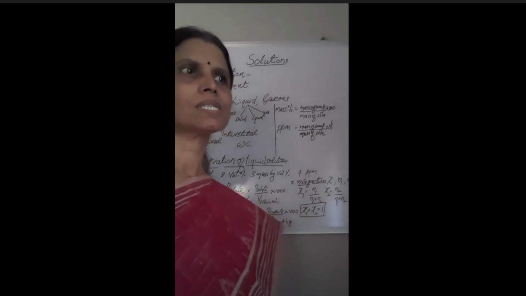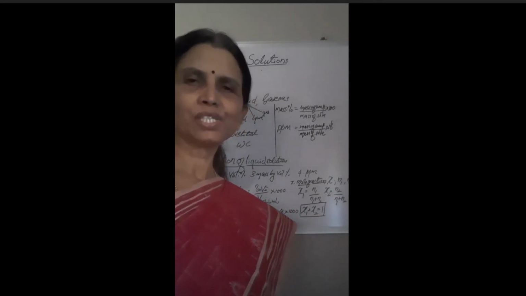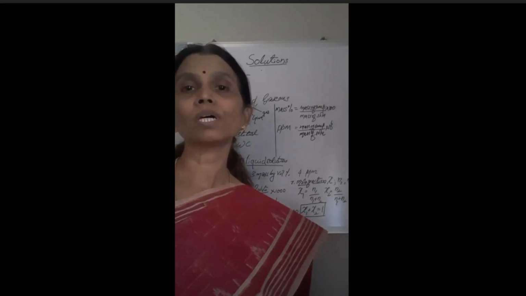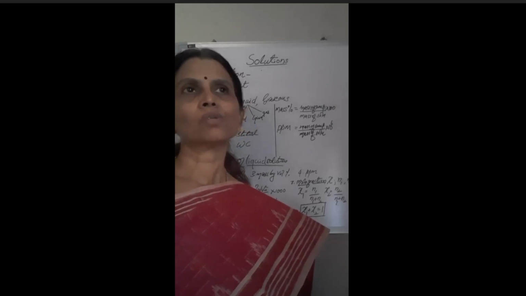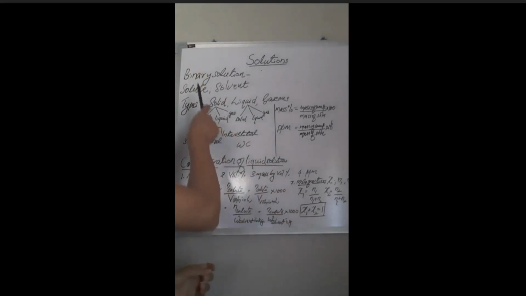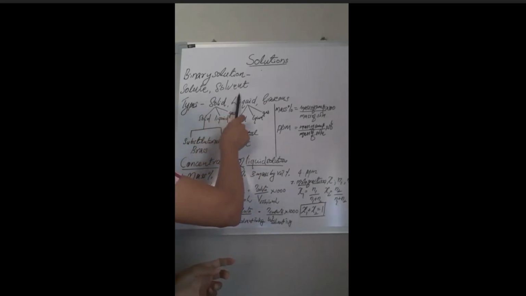Though the first lesson is solid state, we start with solutions. As you know, a solution is a homogeneous mixture of two or more substances. A solution with two components is called a binary solution, and obviously a binary solution has two components, called solute and solvent.